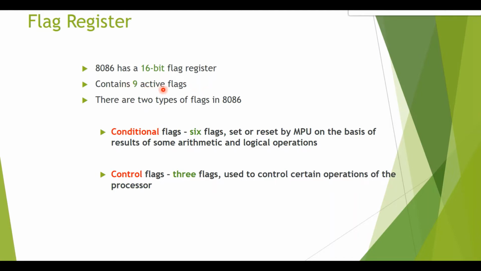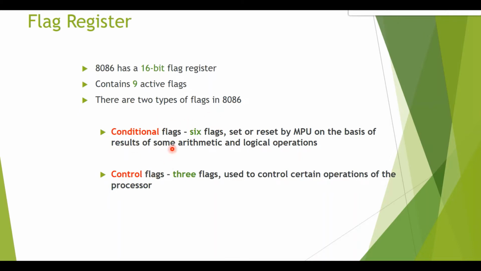Now in the 8086 microprocessor these flags are divided into two categories. That means there are two types of flags. One is the conditional flags and the other is the control flags. Conditional flags are set or reset by the microprocessor on the basis of the result of arithmetic and logical operations. That means when we do arithmetic and logical operations, then depending on the result, these conditional flags can be set or reset.